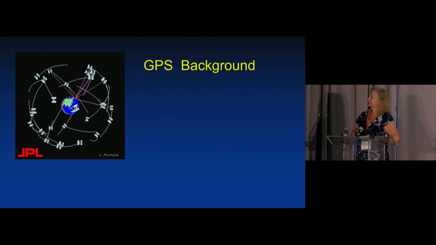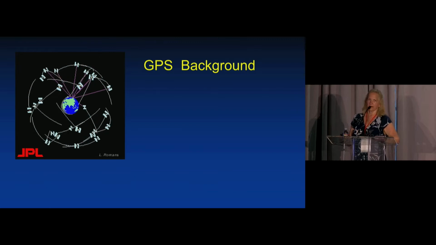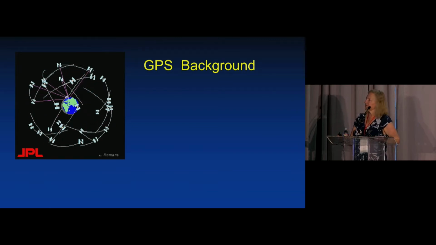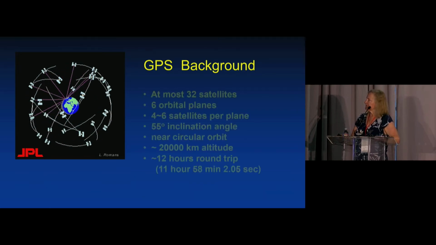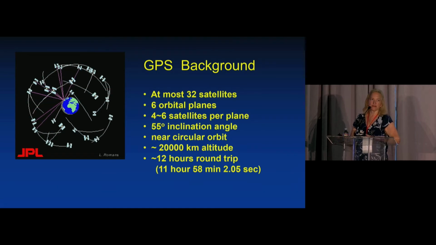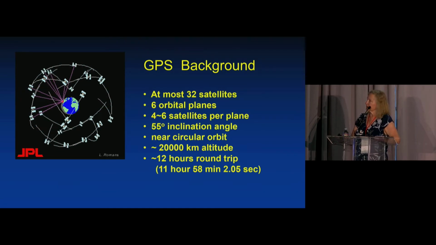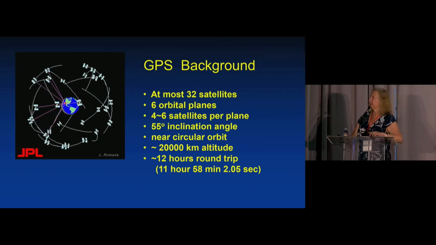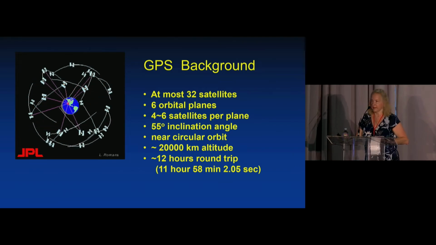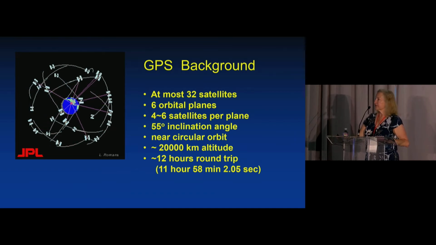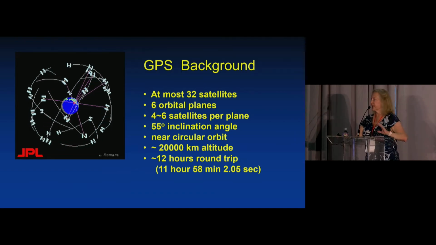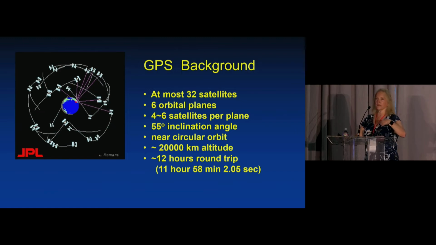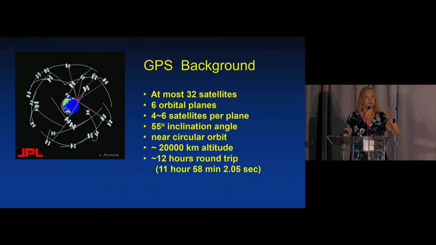So again, let me give you a very brief overview, and I've talked about this so much, I just want to briefly cover it. GPS was designed and never will be more than 32 satellites. They're in 6 orbital planes. There are 4 to 6 satellites in a plane. They're at 55 degrees inclination. They're in near circular orbit at about 20,000 kilometers, and they take 12 hours round trip. That's why I said you can see them twice a day.